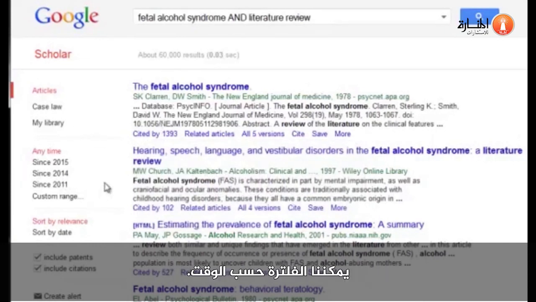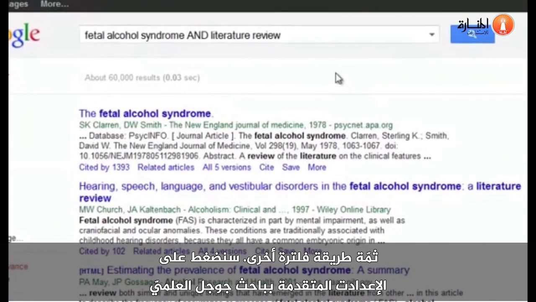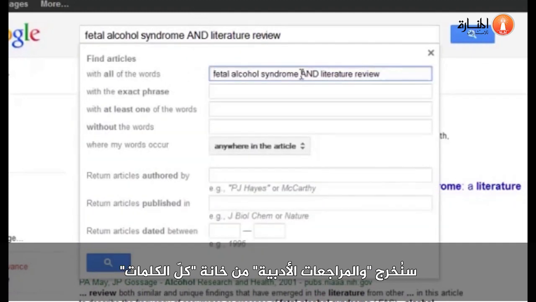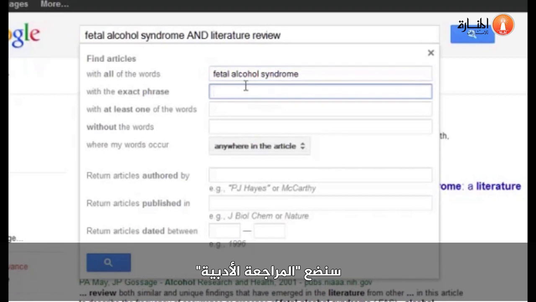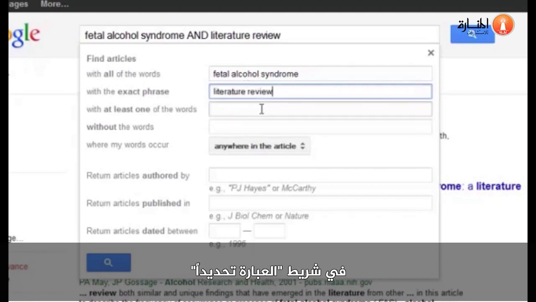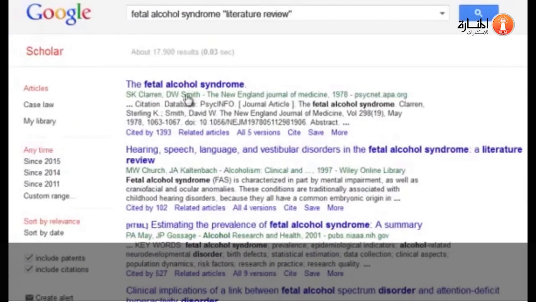Now we could filter by time, but that's kind of hit and miss. There's another way we can filter. And to get to that, let's go ahead and click this Advanced Google Scholar Search. What we can do is take the "and literature review" out of the all words, and let's put literature review, if we spell it correctly, there we go, in the exact phrase bar. Let's go ahead and execute that search.